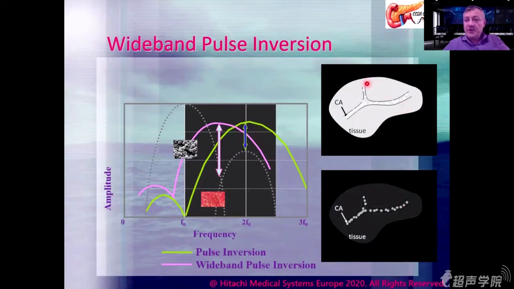So the fundamental grayscale image is on the right side. When using a special technique called wideband pulse inversion, only the signal from the microbubbles is amplified. So we get rid of the tissue signal and we can examine only the signal induced by the microbubbles.